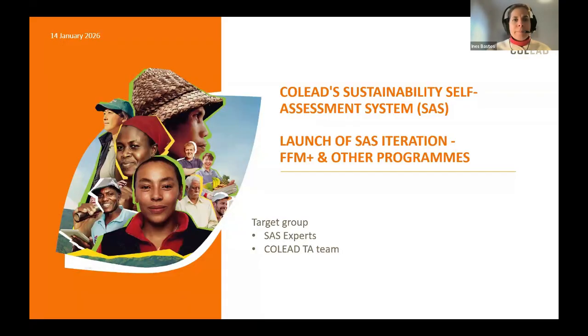Start the session. As you all know, the objective and the title of this session is linked to the COLID Sustainability Self-Assessment System, what we call the SAS, and it's a kickoff for the launch of the second iteration of the SAS under the Fit for Market Plus program. There are other experts here that are in countries where we have other programs, such as the Maheber in Ethiopia, and it's also an opportunity to reinforce the SAS and the why of the SAS.